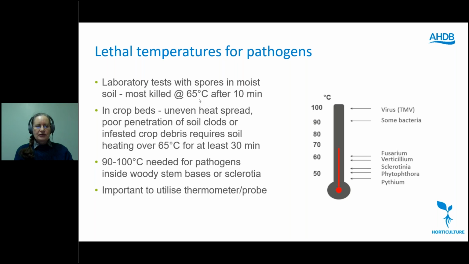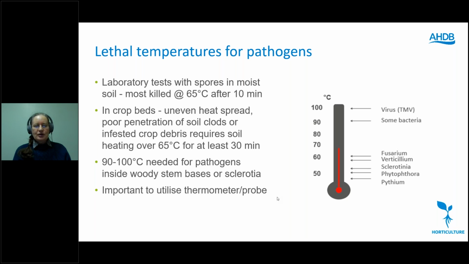So 65 degrees for 10 minutes can, in the lab in moist soil, just the spores on their own, cause death. But in the real world, in crop beds, you're going to get uneven heat spread through the soil, poor penetration of soil clods or the infested debris, and it will require heating to at least over 65 degrees for at least 30 minutes. And if you have got pathogens inside woody stems or in sclerotia, you will need probably over 90 degrees to be able to penetrate and to kill the pathogens. So I think it is important when you're doing this thermal work to actually have a thermometer or a probe in the soil, so you're aware of what temperatures you are achieving and for what duration.